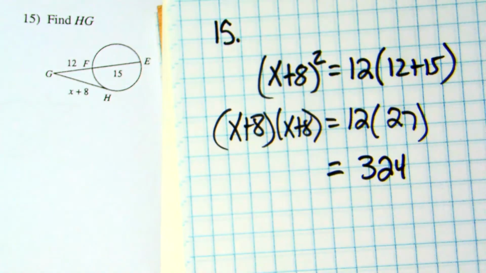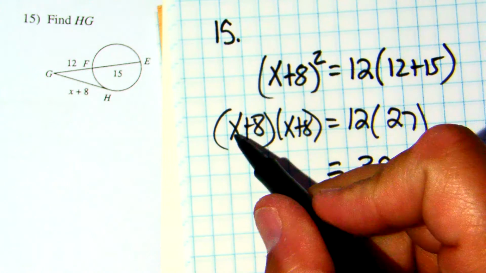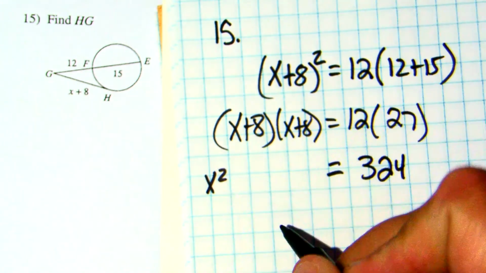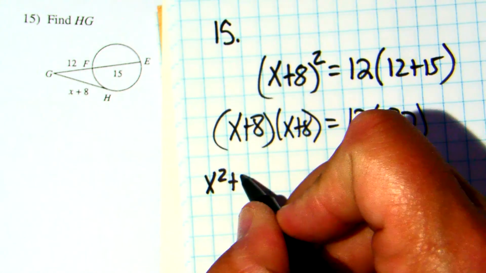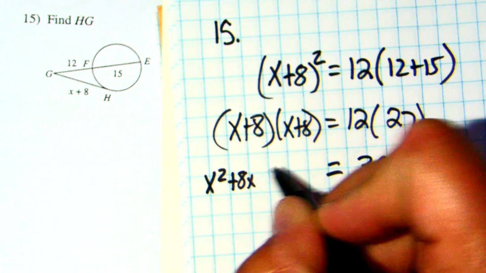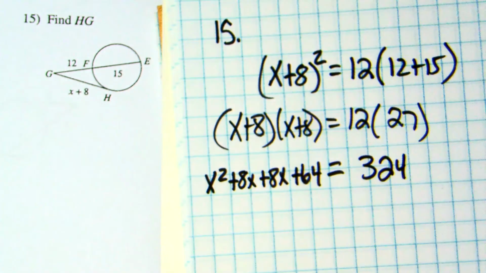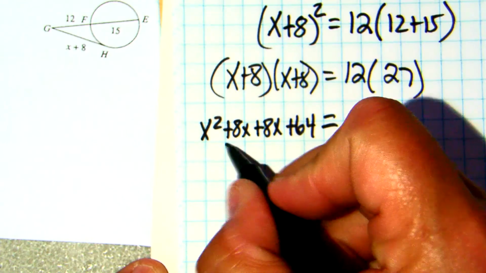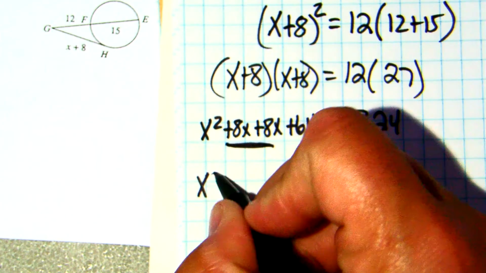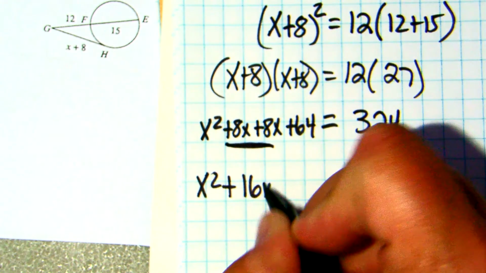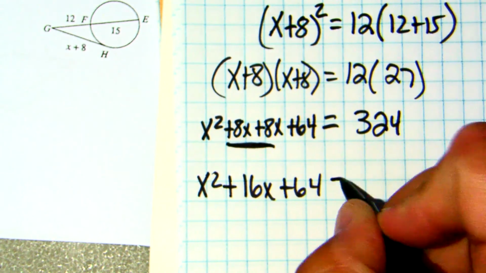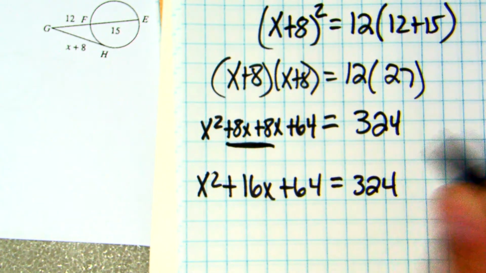324. All right, now, I've got to FOIL this, so I'm going to go first, outside, inside, and last. So first would be x squared, outside would be plus 8x, inside is plus 8x, and last is plus 64. Now, you always can combine the two middle terms, and I get x squared plus 16x plus 64 equals 324.